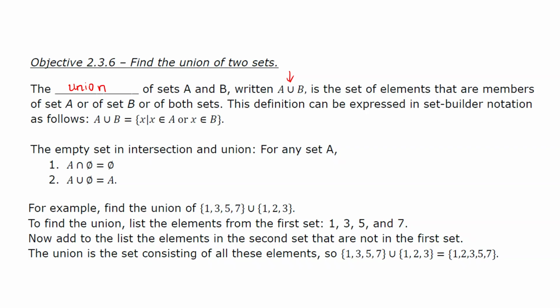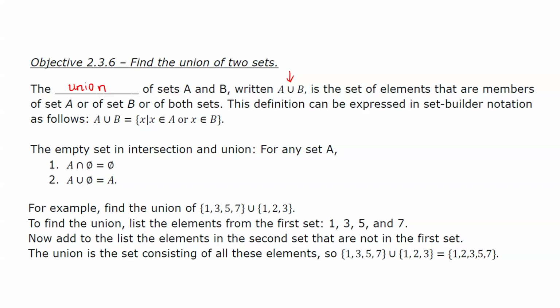So remember the empty set in intersection and union. For any set A, if we found the intersection, or the commonality, between set A and the empty set, it would equal the empty set. Then for union, if we take the set A union the empty set, it would be set A, because we want all the elements that are in the first set and in the second set, or in both.